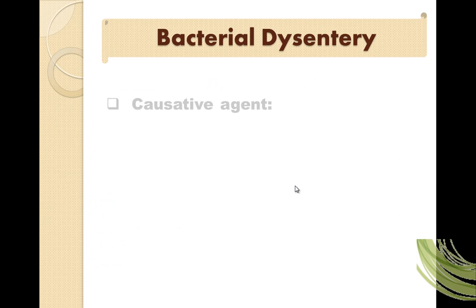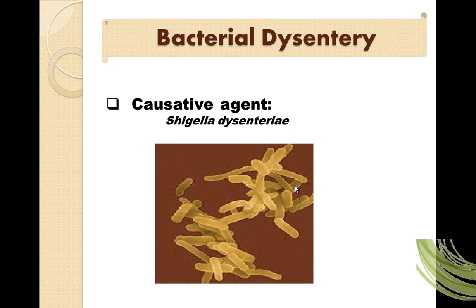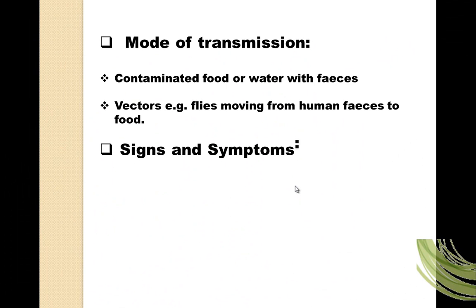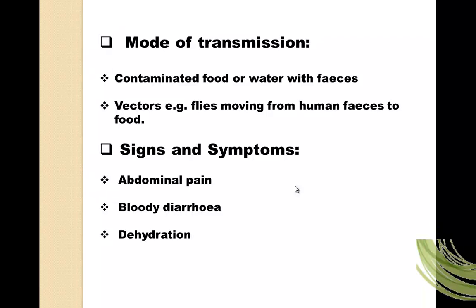Bacterial dysentery. Causative agent is Shigella dysenteriae. These are the bacteria of Shigella dysenteriae. Mode of transmission: contaminated food or water with feces, vectors, for example flies moving from human feces to food. Signs and symptoms: abdominal pain. Abdominal pain is mainly concerned with the stomach pain. Bloody diarrhea means from your stools there is a loss of blood. Dehydration, that is loss of water from your body through the diarrhea.